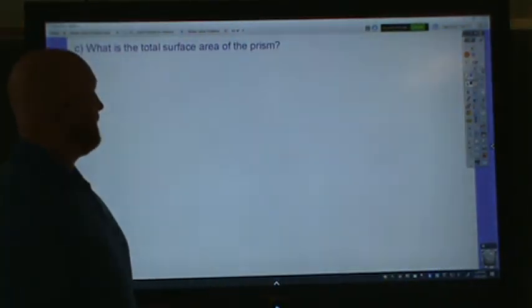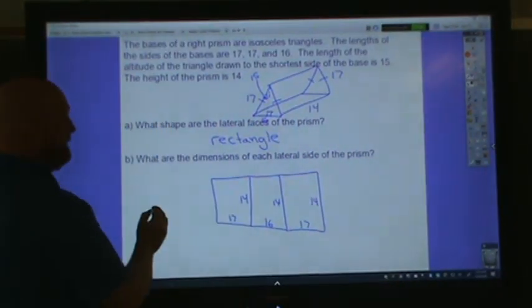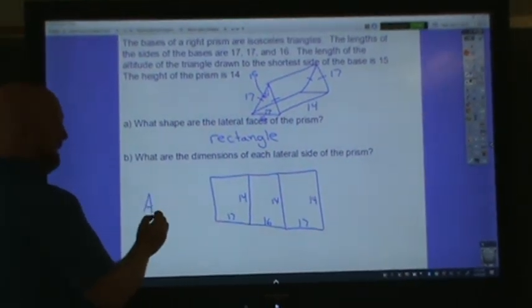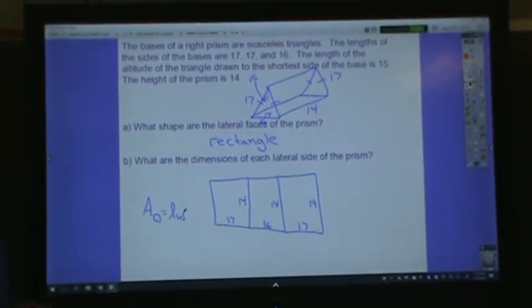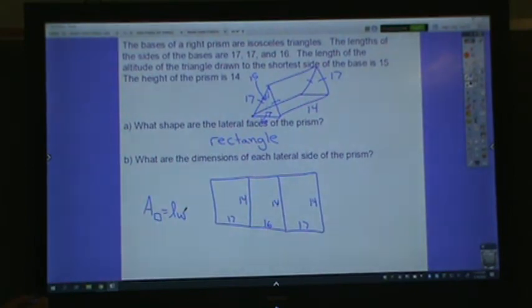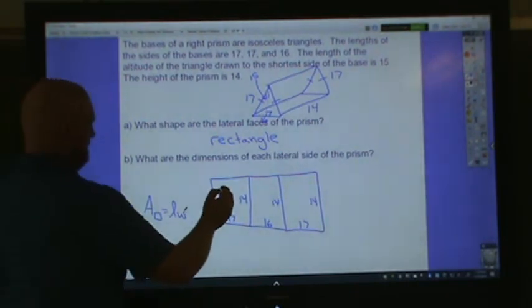What's the total surface area of the prism? Again, total surface area, you need to know the area of all the surfaces. So for the area of a rectangle, we'll have length times width. So when I do 17 times 14, I'm going to have 170 plus another 68. So that would be 238.